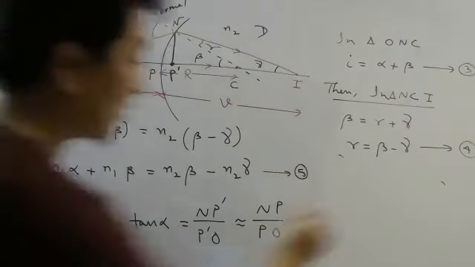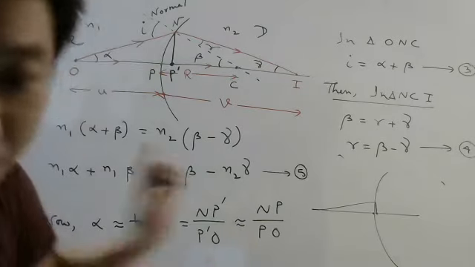Because the rays are actually close to the principal axis. See here. The rays are actually close to the principal axis. So when I drop the perpendicular, my P and P dash will be very, very close. Agree or not? P and P dash will be very, very close. So wherever there is P dash, I can replace it by P.